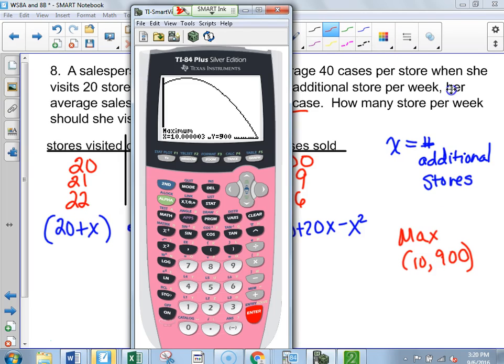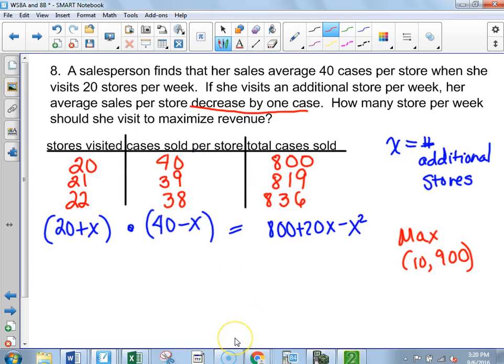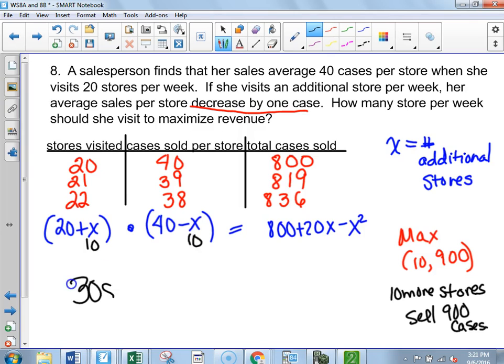What does that mean? Okay, she should go to 10 more stores. She'll sell 900 cases. Okay, but I don't think we answered the question yet. How many stores per week should she visit? The 10 is the number of more stores she should go to, right? So if we put the 10 in here and the 10 in here, she'll actually go to 30 stores and she would average 30 cases and 900 cases sold for the week.